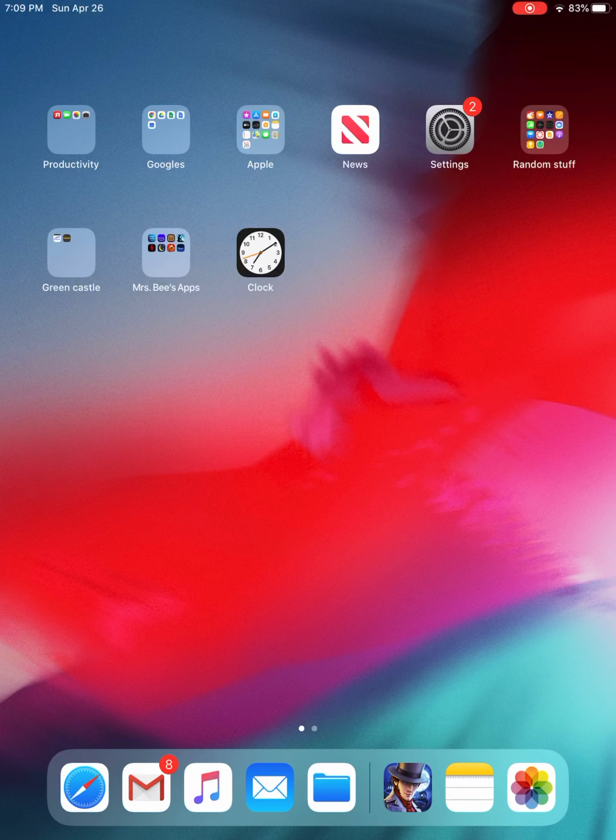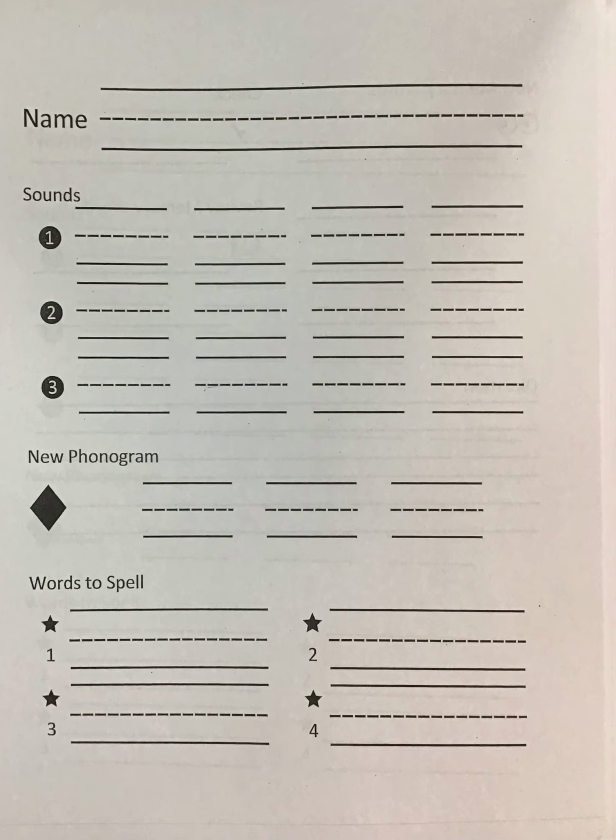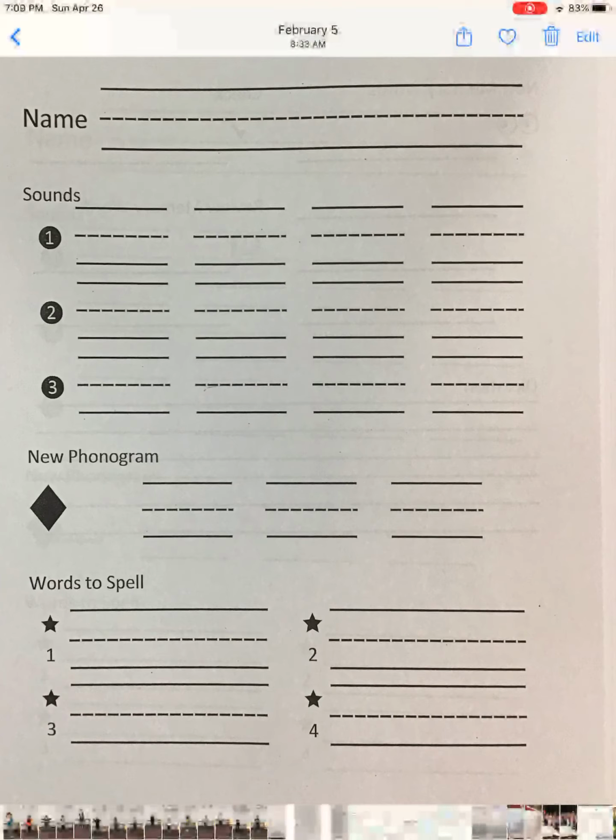Whitaker, you learned all about the O magic E words. I am here today, it's Mrs. B, to work and practice with those words and just do a few review sounds on our SRS. So if you'll get out your SRS paper, make sure your name is at the top.